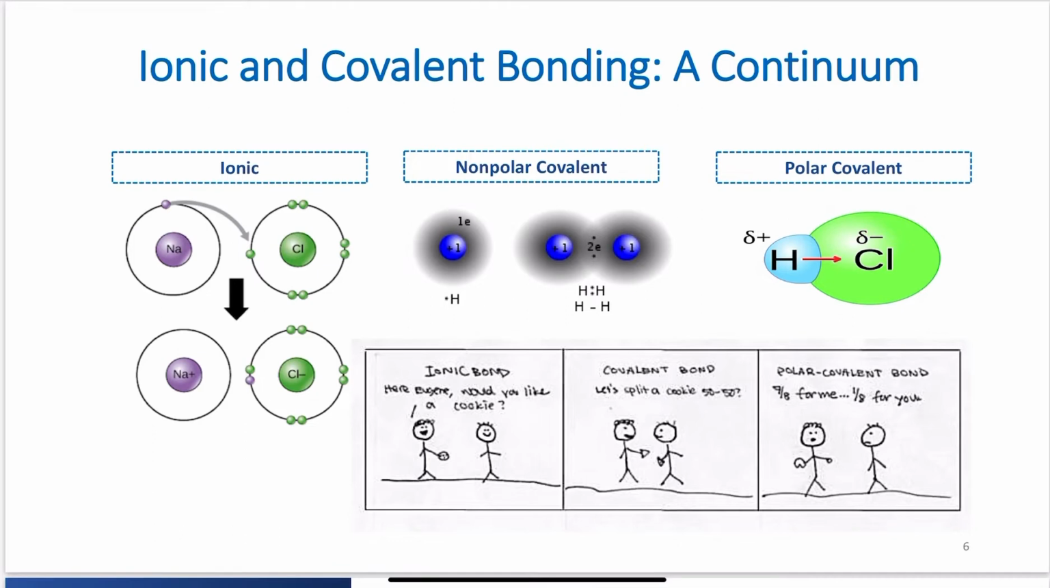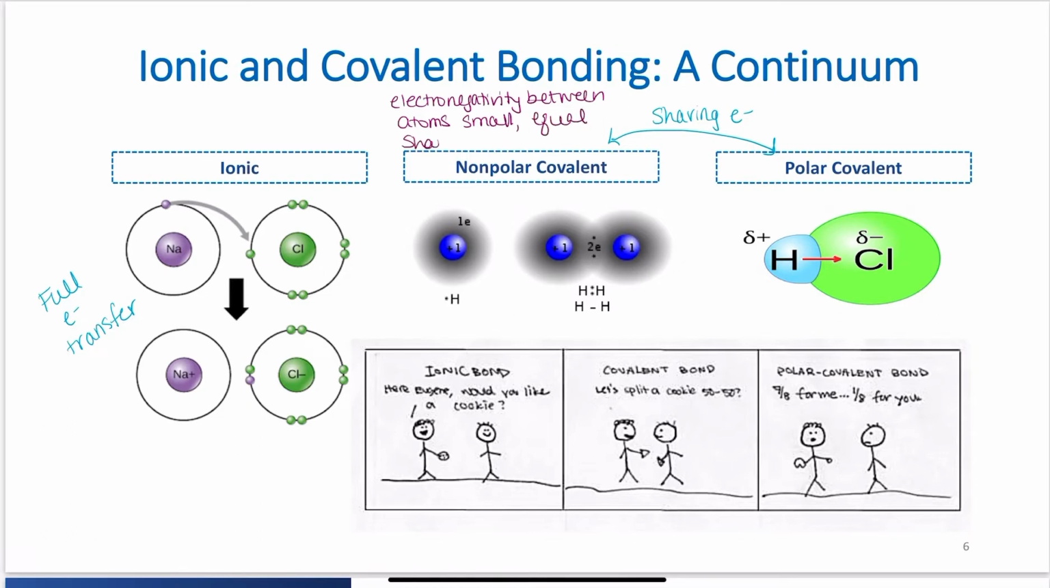Ionic compounds, full transfer of electrons. Covalent is sharing of electrons. Nonpolar covalent is when the electronegativity difference between the 2 atoms is so small it's considered nonpolar. And we haven't learned electronegativity yet, but it is coming. So we say there's an equal sharing of electrons.